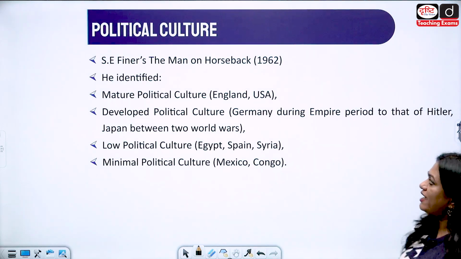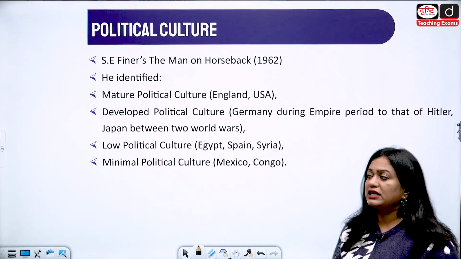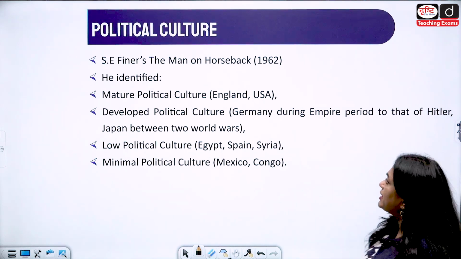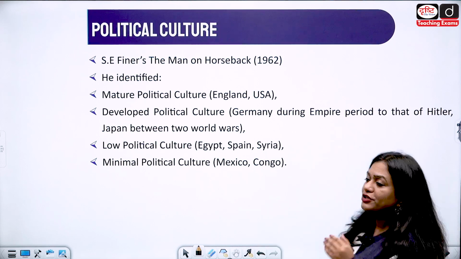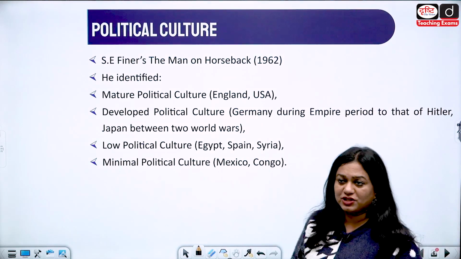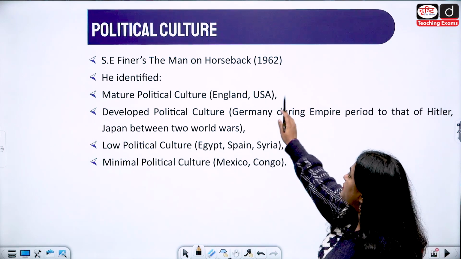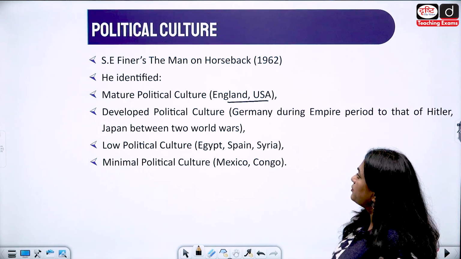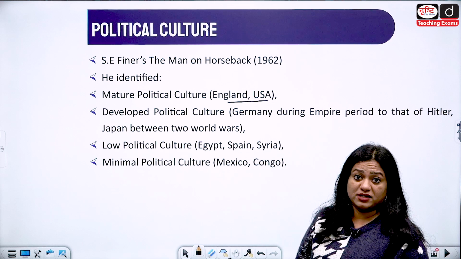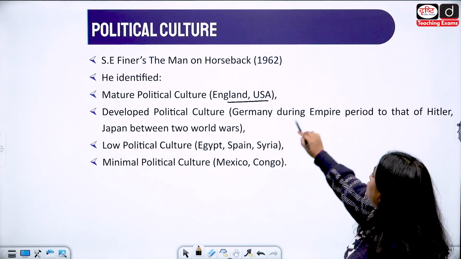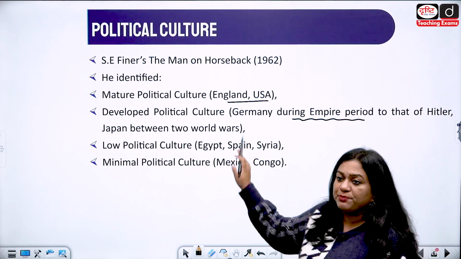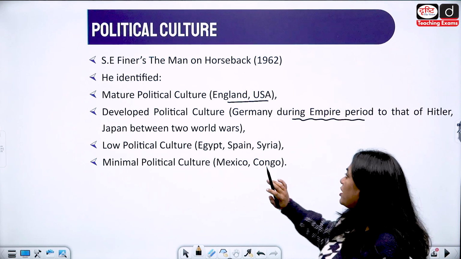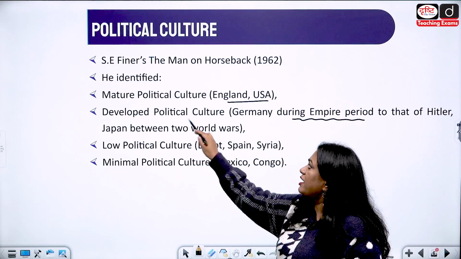Then we have S.E. Finer's book, The Man on the Horseback, published in 1962. He also identified different types of culture. The mature political culture he observed in England and USA. Developed political culture he saw in Germany during the empire period to that of Hitler, then Japan between the two world wars. They represented the developed political culture.